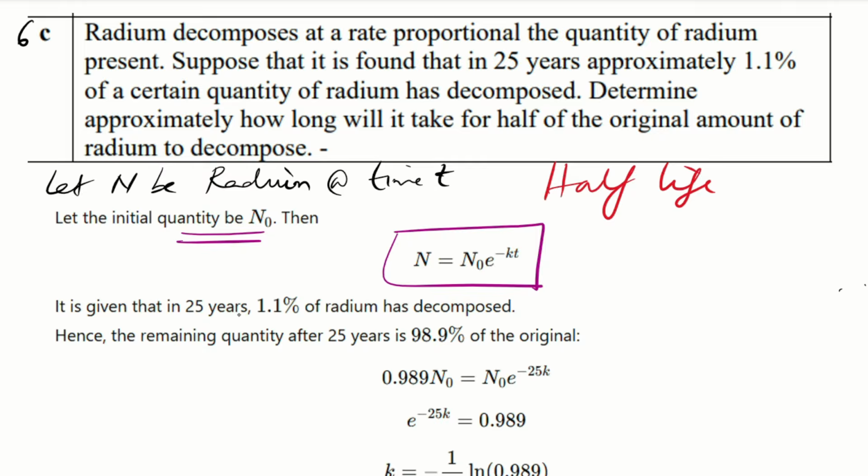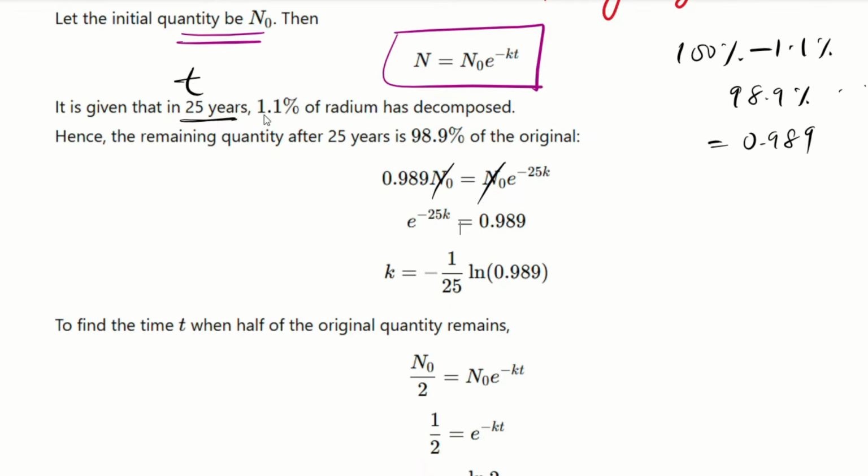Now it's given that in 25 years, it means time t is equal to 25 years, 1.1% of radium is decomposed. That means from 100% of radium, 1.1% decomposes. So remaining is 98.9%, which is equal to 0.989. Fine. So now the quantity remaining at present is 0.989 of N naught, where N naught is the initial value. So here, in the equation, in place of N put 0.989 N naught. So N naught cancels.